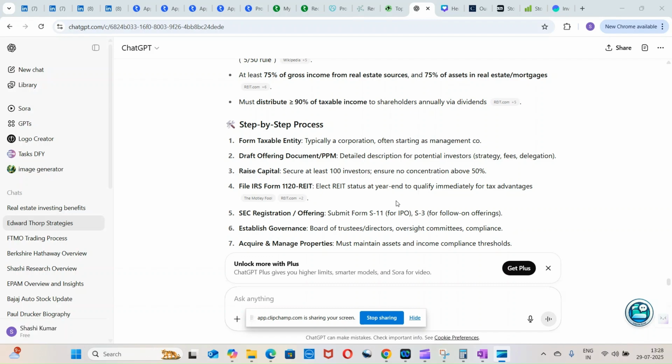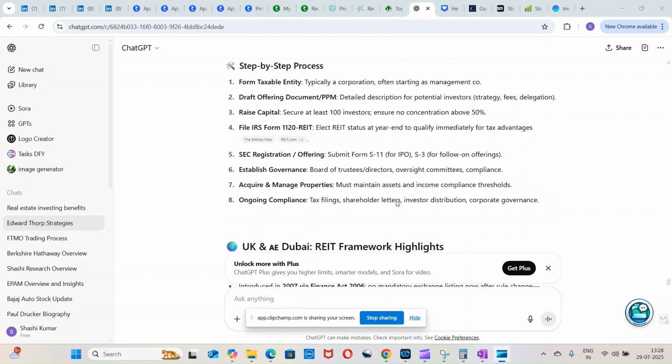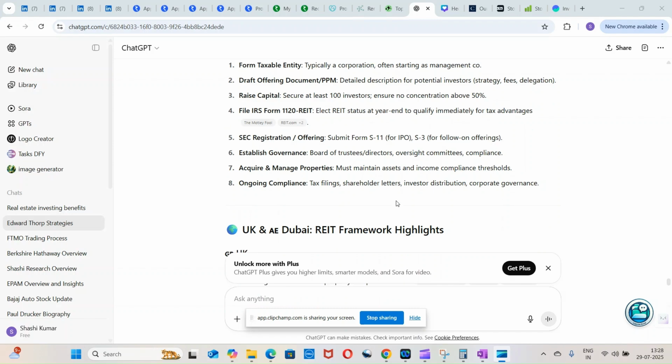So REIT status at year end qualifies you immediately for the tax advantages in the US. Then do SEC registration of offerings: submit Form S-11 for an IPO, S-3 for follow-on offerings. Establish governance: you appoint a board of trustees or directors, oversight committees, and compliance. Then acquire and manage properties, maintaining assets and income compliance thresholds. And of course, there is ongoing compliance: tax filing, shareholder letters, investor distributions, and corporate governance that you need to do.